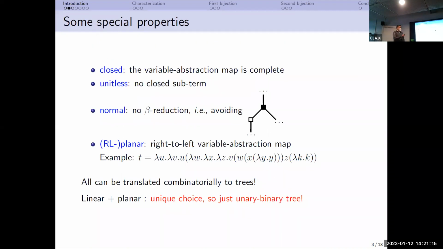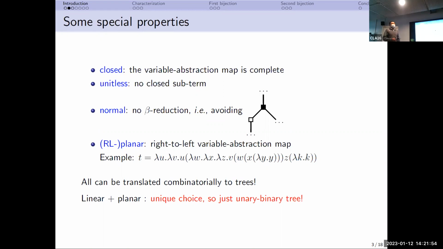Okay, these planar terms are particularly interesting. Why? Because in this case, there is one unique choice for the variable abstraction map. We already know it's a bijection, and the planarity actually tells us what the bijection is. It fixes it uniquely. So for these linear planar terms, instead of looking at the tree and the correspondence, we can focus simply on the unary-binary tree, and that's enough for us.